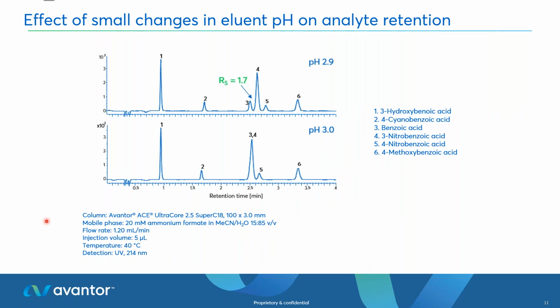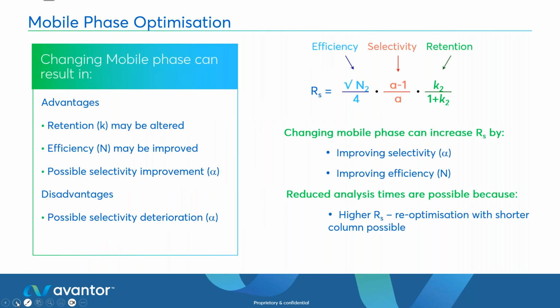And again, I've got another one here, so you can see it's not an isolated case. This is looking at benzoic acids, and the difference of 0.1 pH unit has completely changed the resolution of this critical pair here that was nicely baseline resolved at 1.7 at pH 2.9, but is co-eluting by just shifting that 0.1 pH unit. So make sure that you do explore that pH space during your method development.